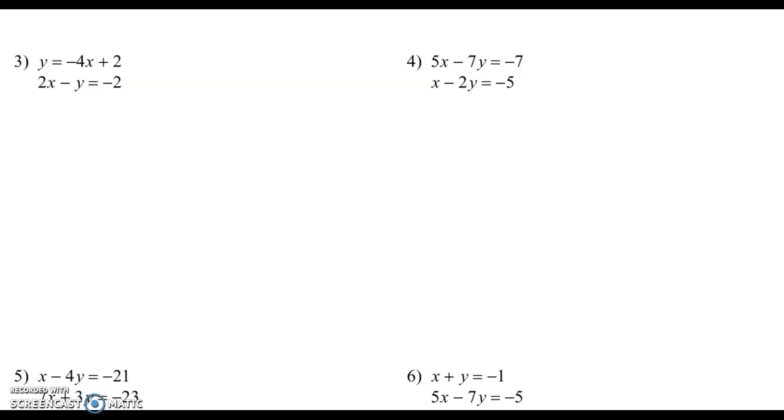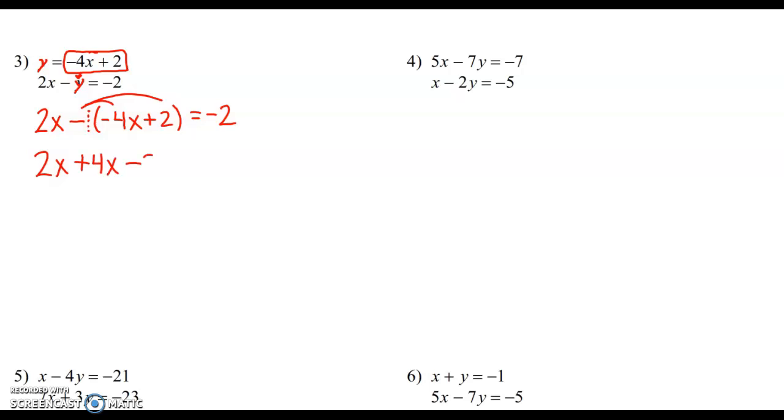All right, number 3, I can see that the top equation is already solved for y. So I would substitute into the bottom equation for y, what y is equal to, negative 4x plus 2. So I'm going 2x minus, we're putting in parentheses, negative 4x plus 2, still equal to negative 2. And remember, there is something to distribute there, a common mistake. There's an invisible 1 here, so we have to distribute that negative 1 in. So 2x, negative 1 times negative 4x is positive 4x. Negative 1 times 2 is negative 2, equals negative 2.